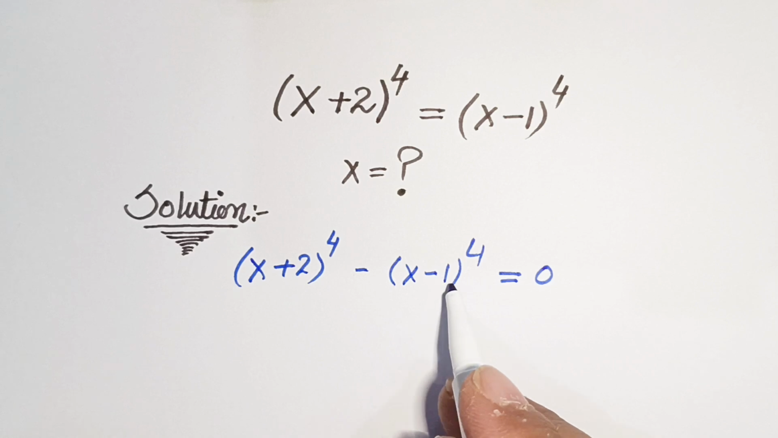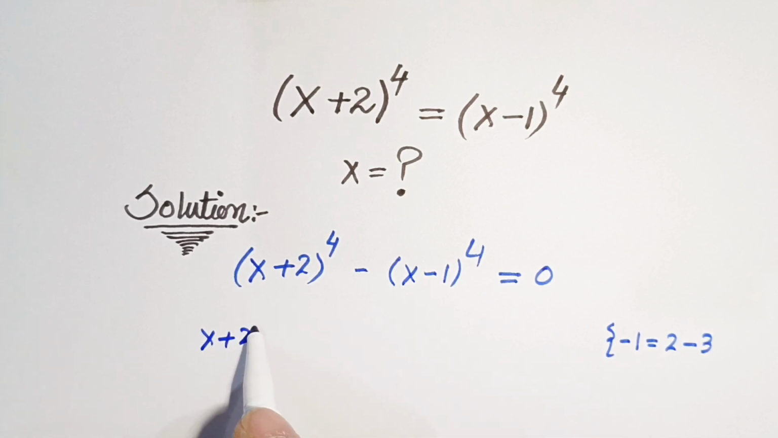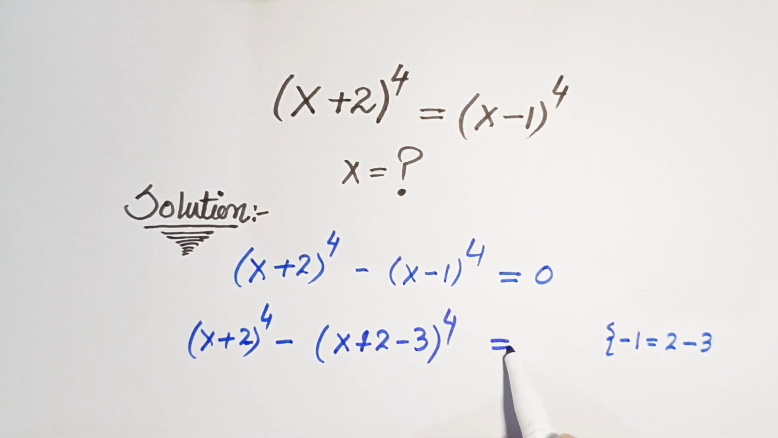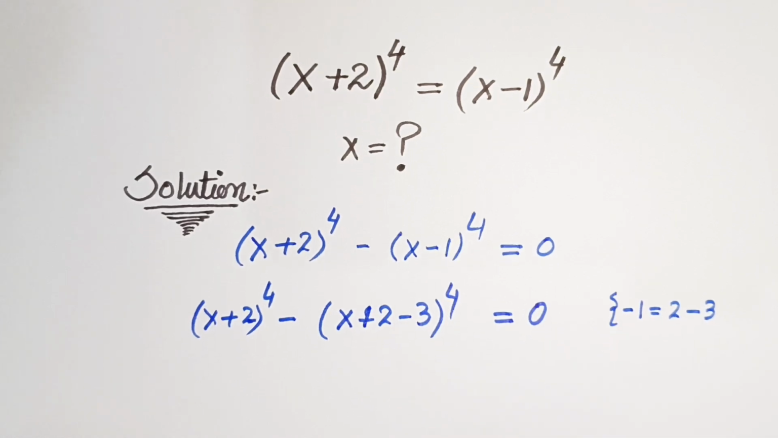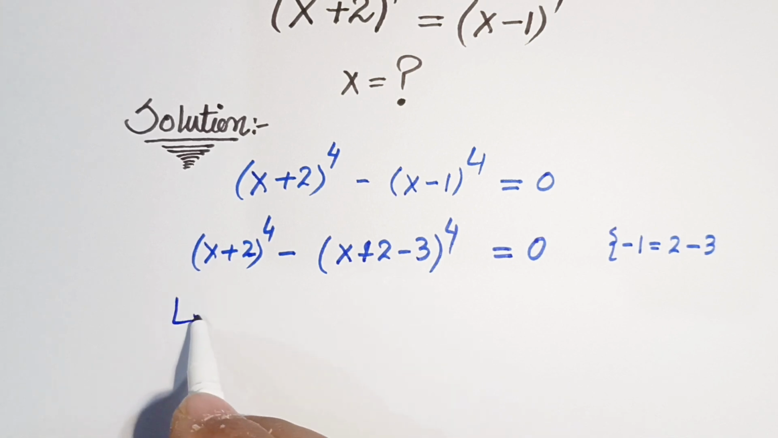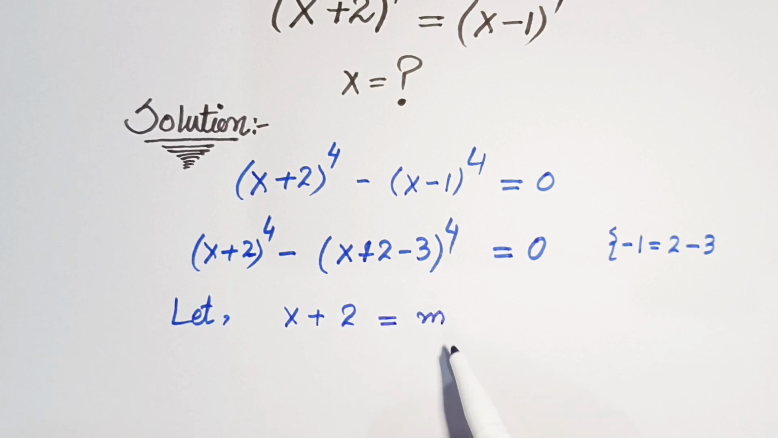Now this minus 1 can also be written as plus 2 minus 3, which is equal to minus 1. So we just rewrite it as (x + 2)^4 - (x + 2 - 3)^4 = 0. Now here we see that it is x + 2 and it is also x + 2. So let us suppose this x + 2 is equal to m. Let's say it is our equation number 1.